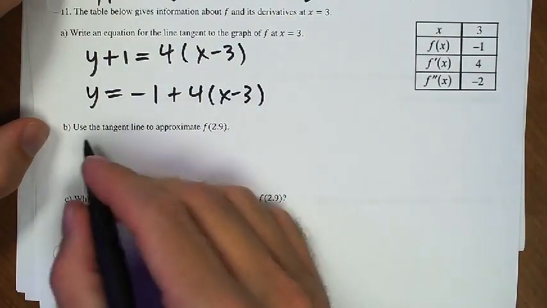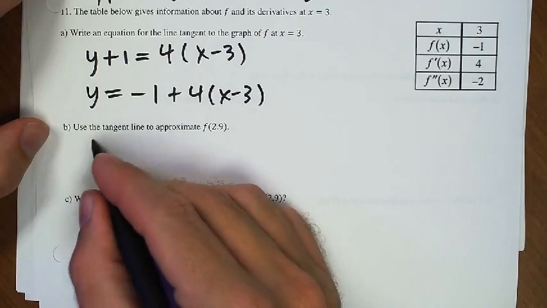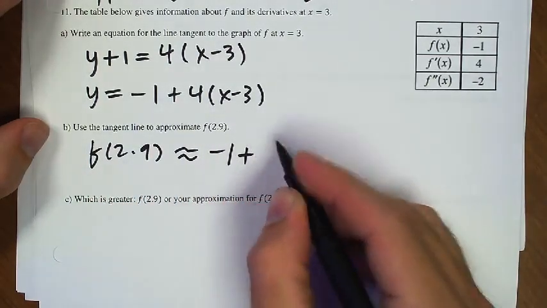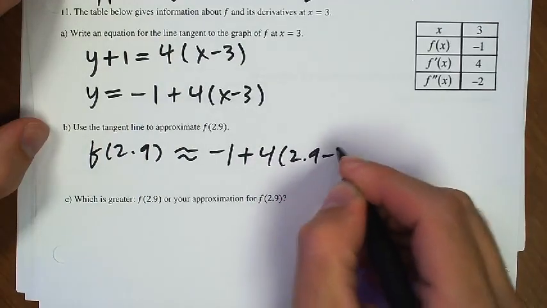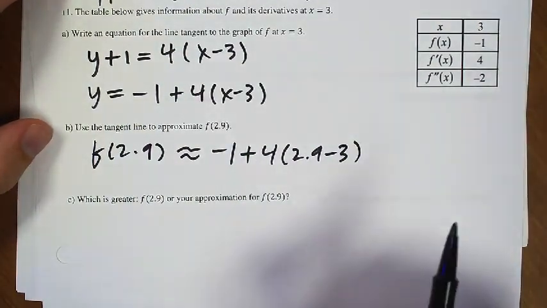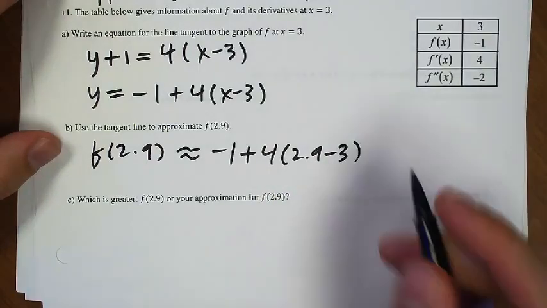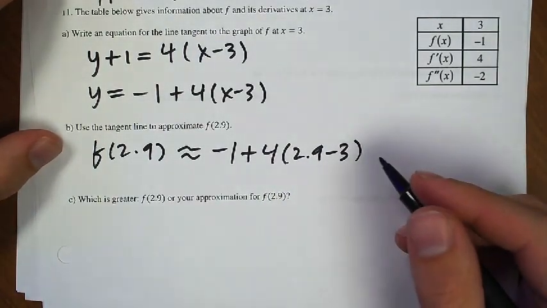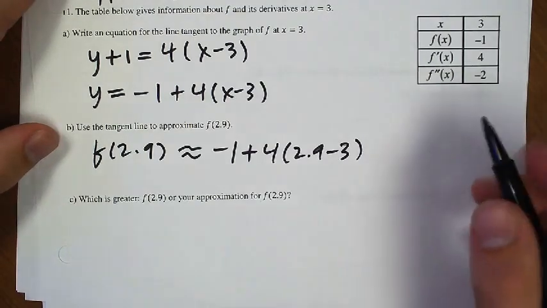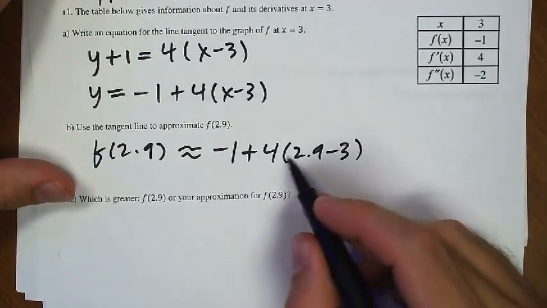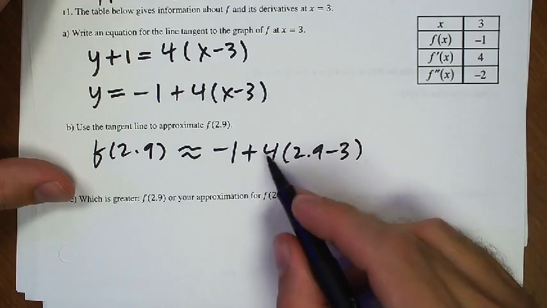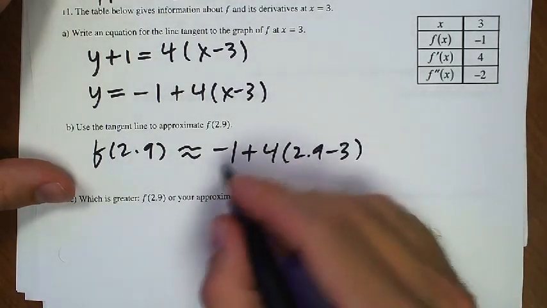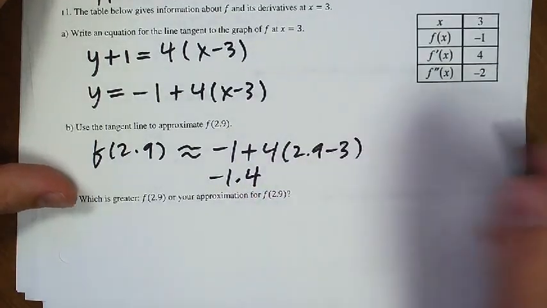All right, so approximate f of 2.9, I do that. It's approximately equal to negative 1 plus 4 times 2.9 minus 3, which if you're on the quiz or the free response section of the test would be a perfectly fine place to stop. But, you know, maybe I'll just actually do the computation, because on the multiple choice section, you're not going to be able to just stop there. You're going to have to figure out what it is. So this is 4 times negative 0.1 is negative 0.4, minus 1 is negative 1.4.